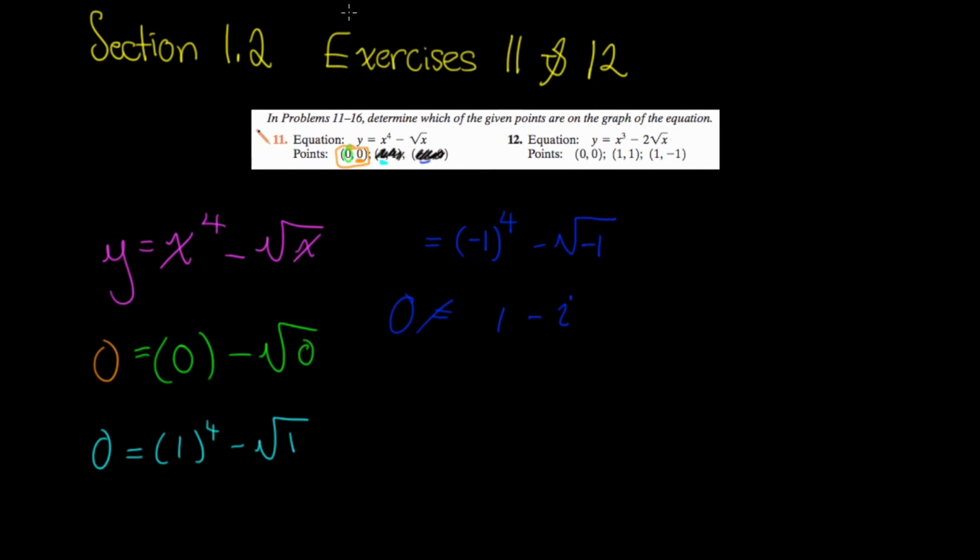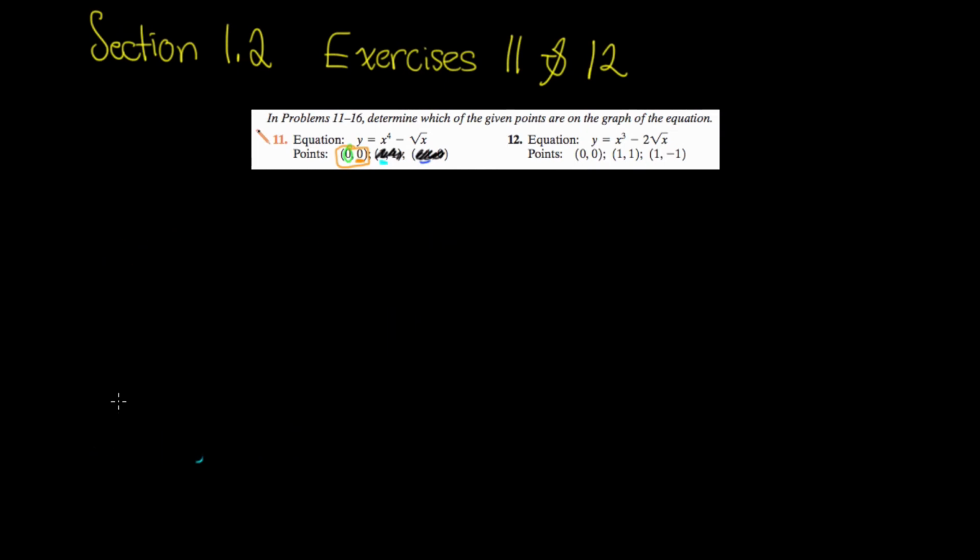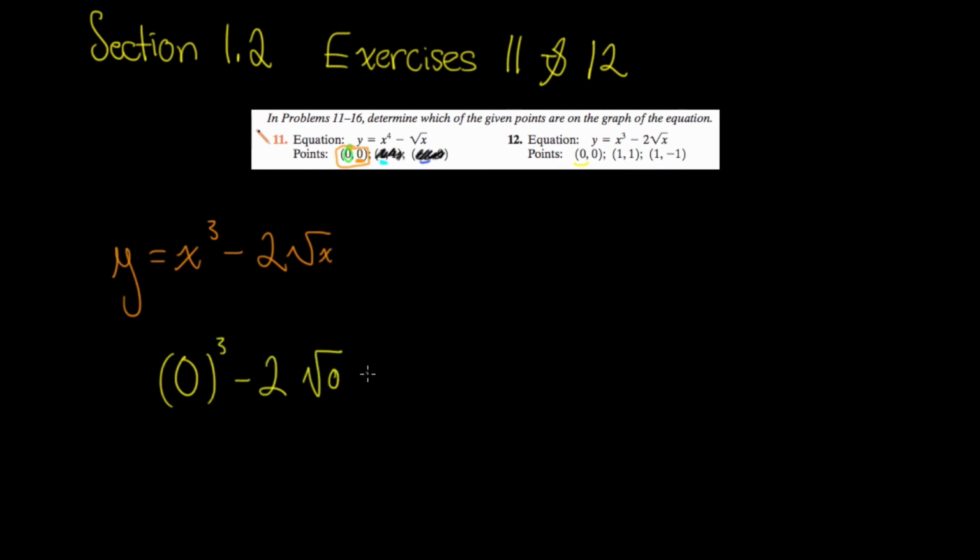Let's do number 12 really quick. I don't want to make these videos too horribly long. Y equals x cubed minus 2 root x. Let's plug in 0 and see if we get 0. So 0 cubed is 0 minus 2 times the root of 0. The root of 0 is 0. 2 times 0 is 0. We do indeed get 0. So this point is on the graph.